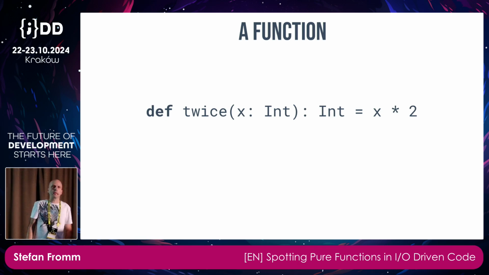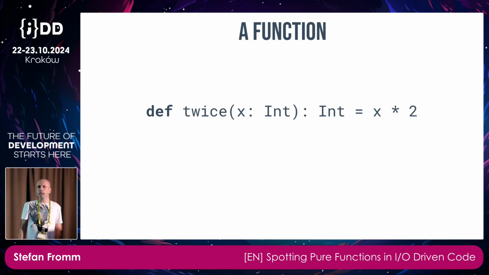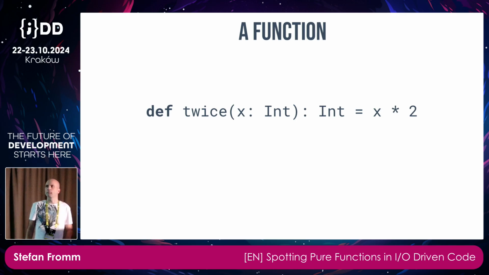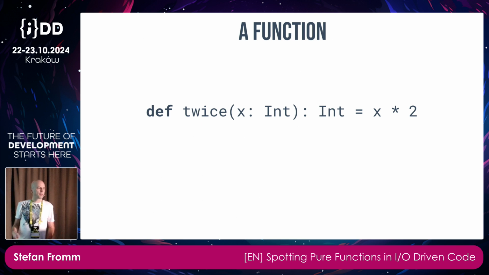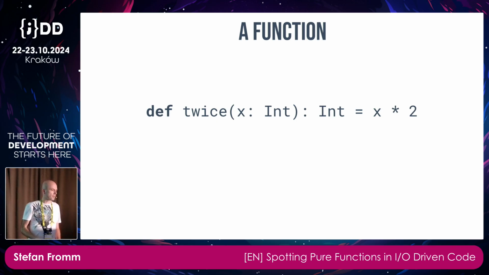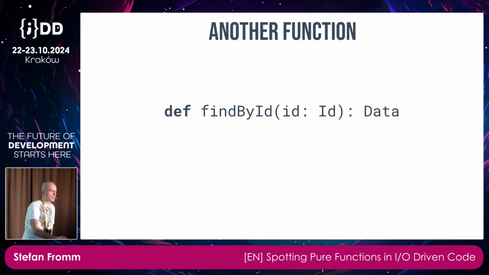I will show you all my examples in Scala today, but don't be afraid, it won't be cryptic stuff. So here with def, I declare a method. It's called twice. It takes an argument x of type Int, and it returns a result of type Int by doubling the value of x. This could be perfectly drawn as a function in the coordinate system that I showed before.